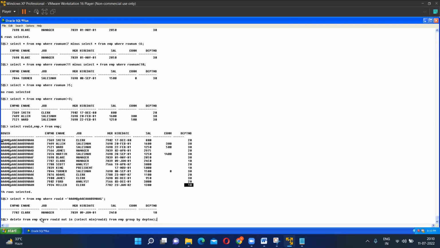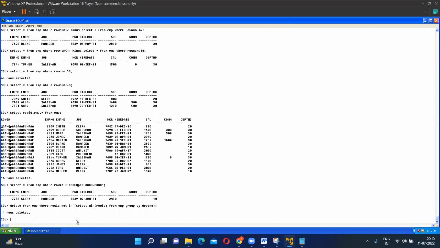And then what is the outer query telling? Delete from the table where row ID not in. That means we'll just keep the minimum row IDs and delete all the rest of the row IDs. Will every duplicate row ID be deleted or not? Yes. 11 rows deleted.